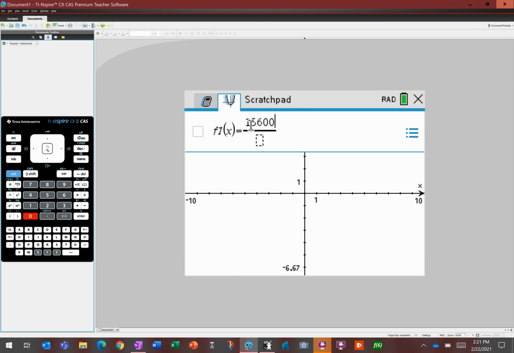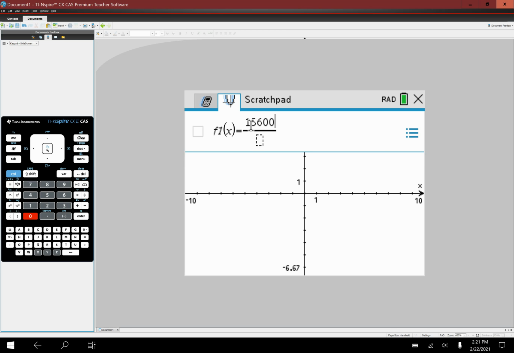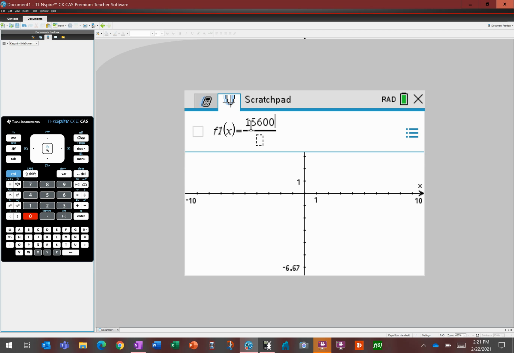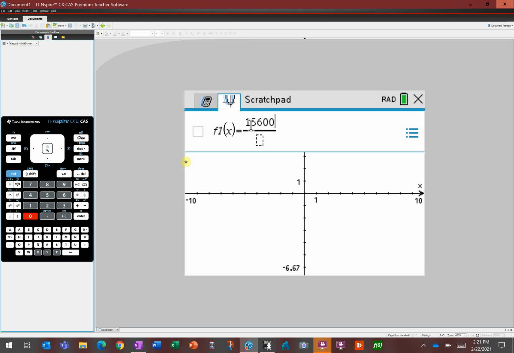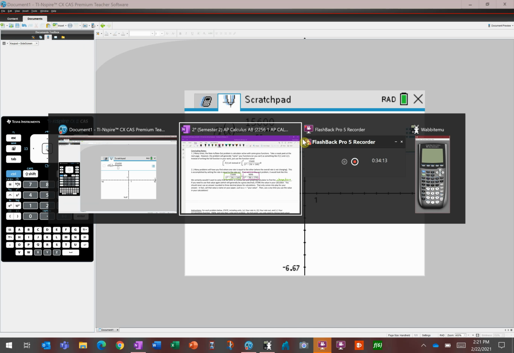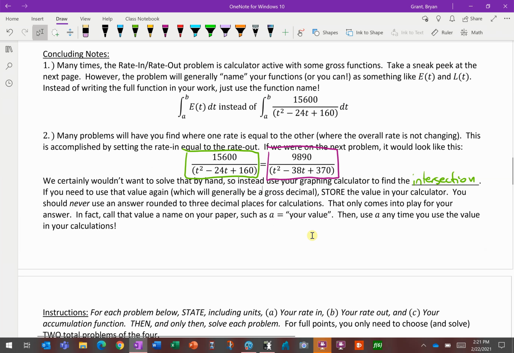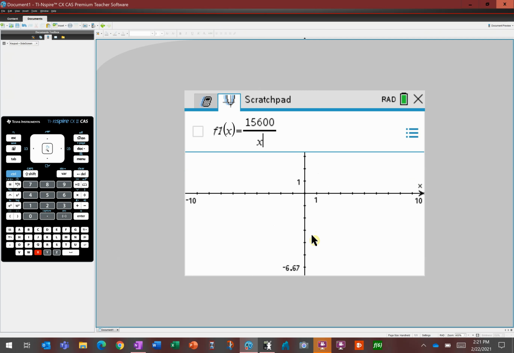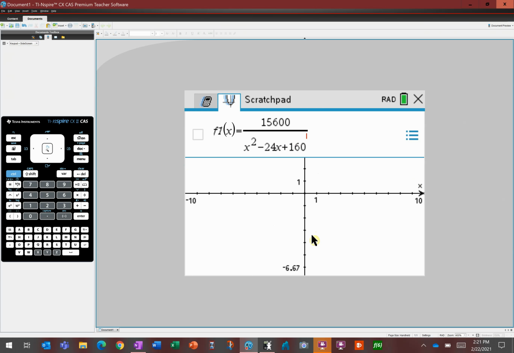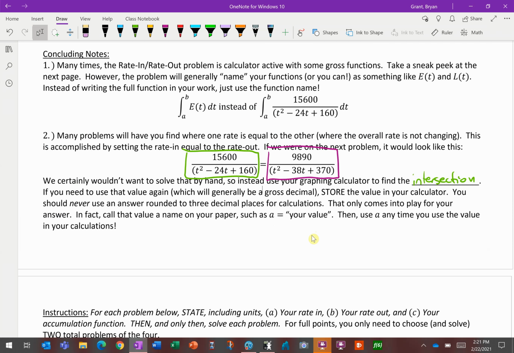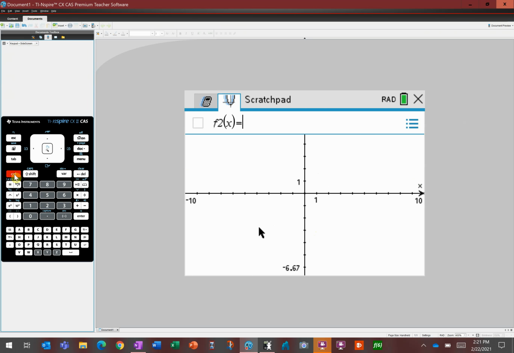Divided by that same polynomial, right? And then we're going to do the same thing for the other one. So maybe if you want, while I'm doing this, you guys can set this up. I'll show this on the 84 as well, just so we have both ideas here. So 15,600, t squared, 24t, 160. So x squared, 24x plus 160. Did I get those right? I did. And that's f of x. So then I'm going to do a second one. Okay, my second one, 9890.